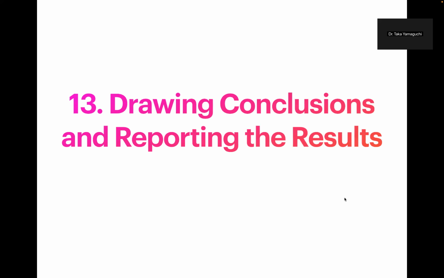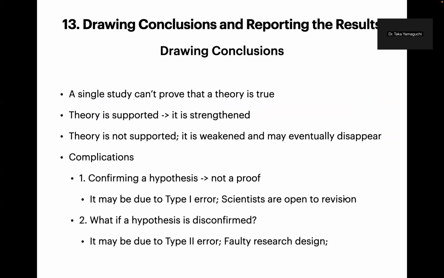All right, next section, drawing conclusions and reporting the results. Drawing conclusions. Since statistics are probabilistic and the findings can reflect errors, a single study cannot confirm a theory. Rather, theories go through a rigorous process where they are supported, refuted, or modified based on research results.